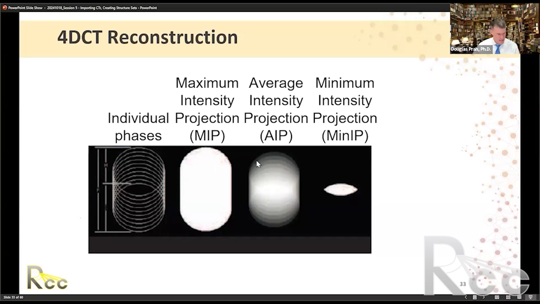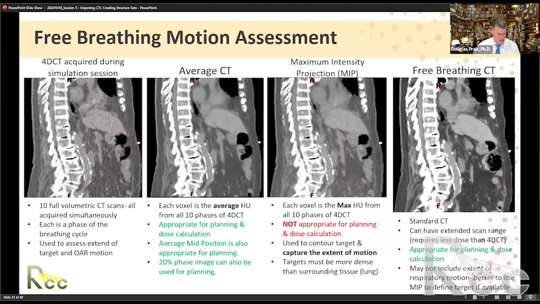The average one would probably be a good scan to use for dose calculation because it will tell you where the target is on average at a given point in time. The minimum intensity projection doesn't really have much value for radiation oncology. We typically don't look at these. So here's a couple of images that we have here.